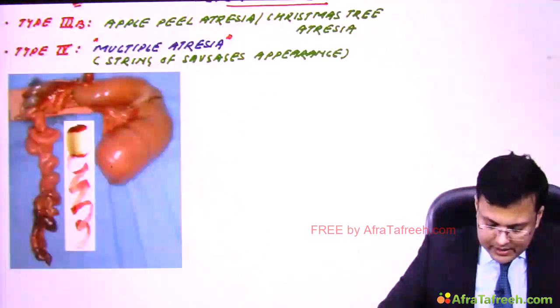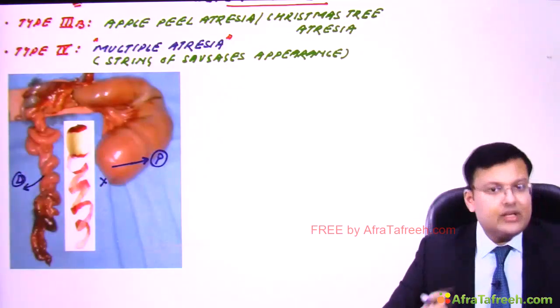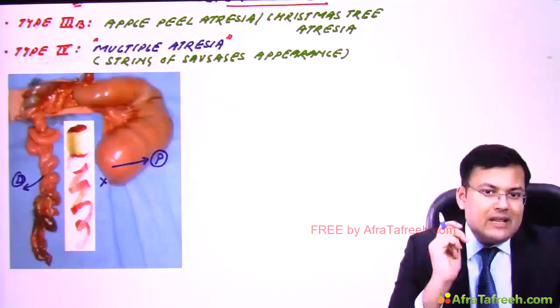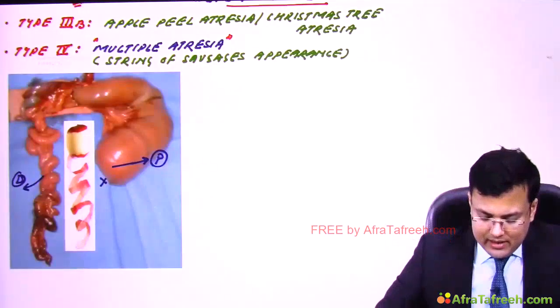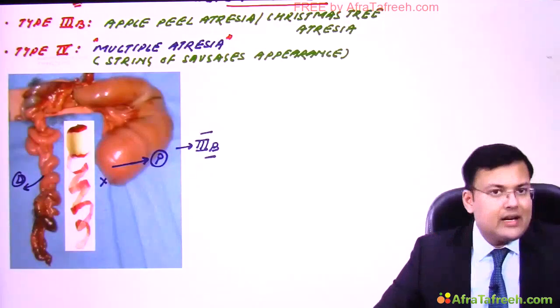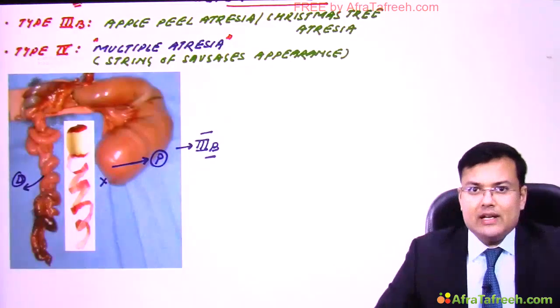Now here you can see this is the proximal end which is distended because there is atresia, and this is the distal end. And can you see the appearance? This is like apple peel. So this is apple peel atresia or Christmas tree atresia. This is the most commonly asked question. And what kind of atresia it is? This is type 3B of jejuno-ileal atresia.